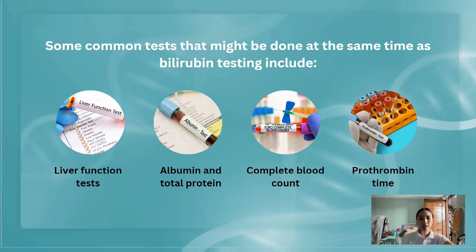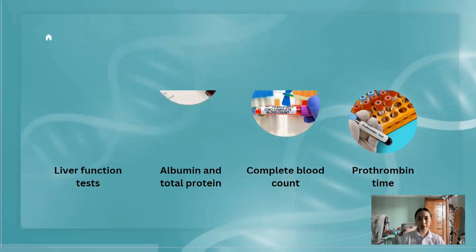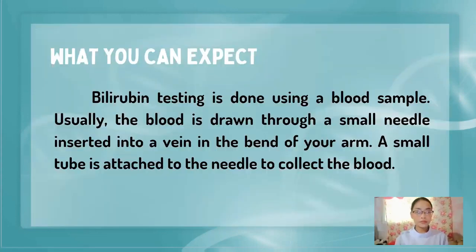This test measures several components and features of your blood. Prothrombin time. This test measures our clotting time of plasma. What you can expect. Bilirubin testing is done using a blood sample.